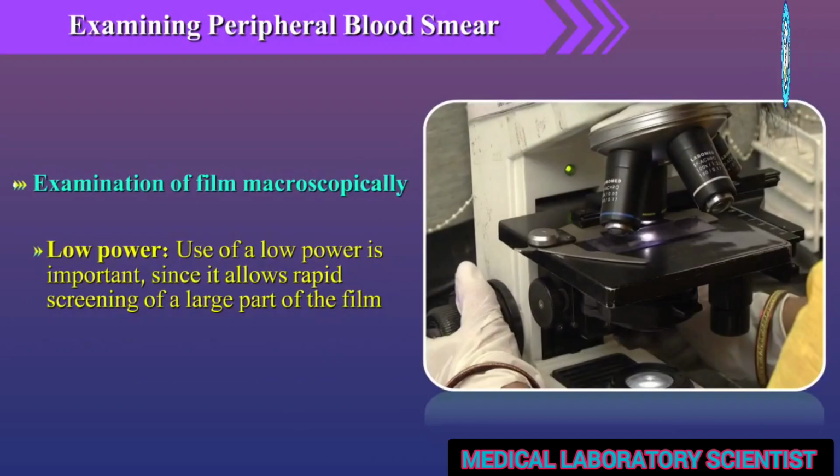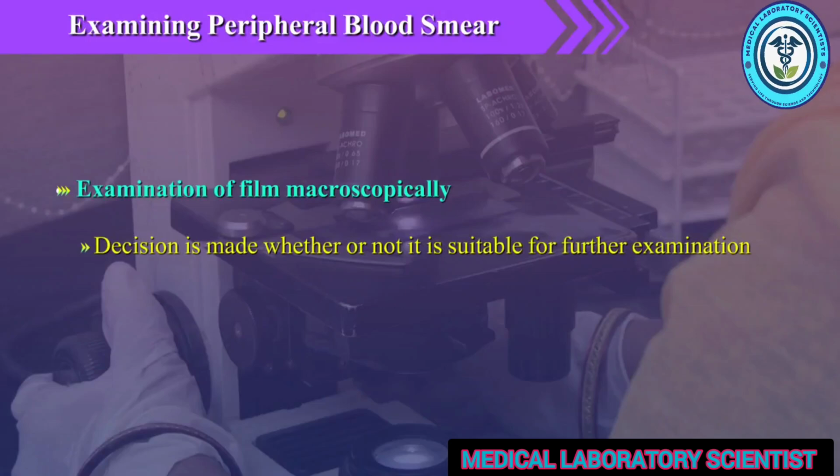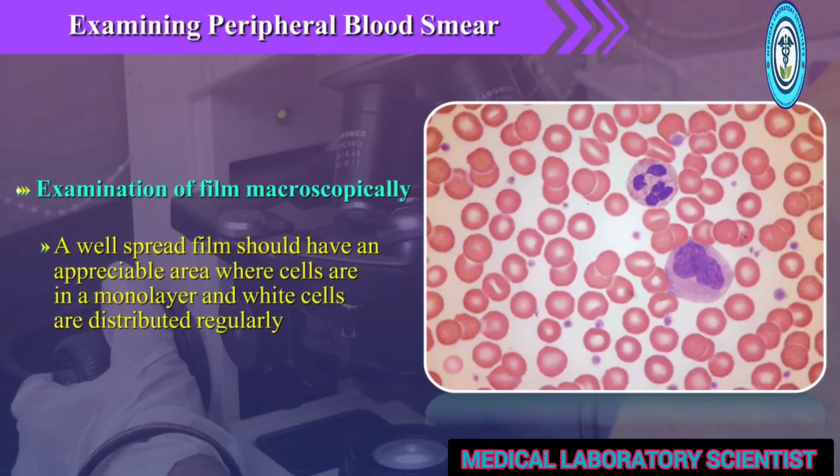The use of a low power is important since it allows rapid screening of a large part of the film. First, a decision is made whether or not it is suitable for further examination. Spreading, fixation, and staining must be satisfactory, and there should be no artifactual changes produced by excess EDTA or prolonged storage. A well-spread film should have an appreciable area where cells are in a monolayer, that is, where they are touching and not overlapping, and white cells are distributed regularly.